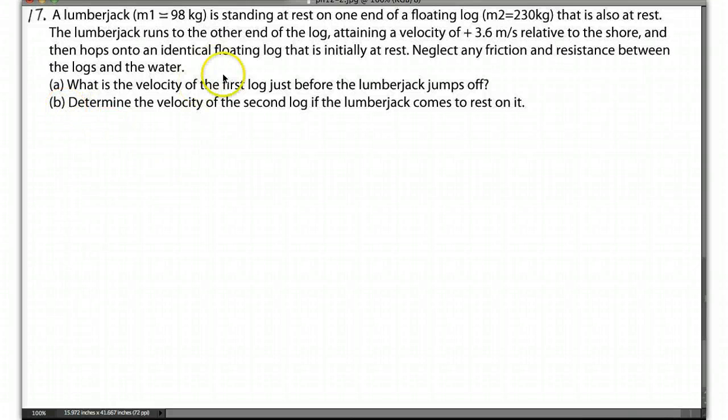Look at this example. I already explained it as a question, so just draw a graph to show what's happening here. So there are two logs, right? They're both floating on top of water. So both logs should have the same mass. They're identical, so they both have the same mass.